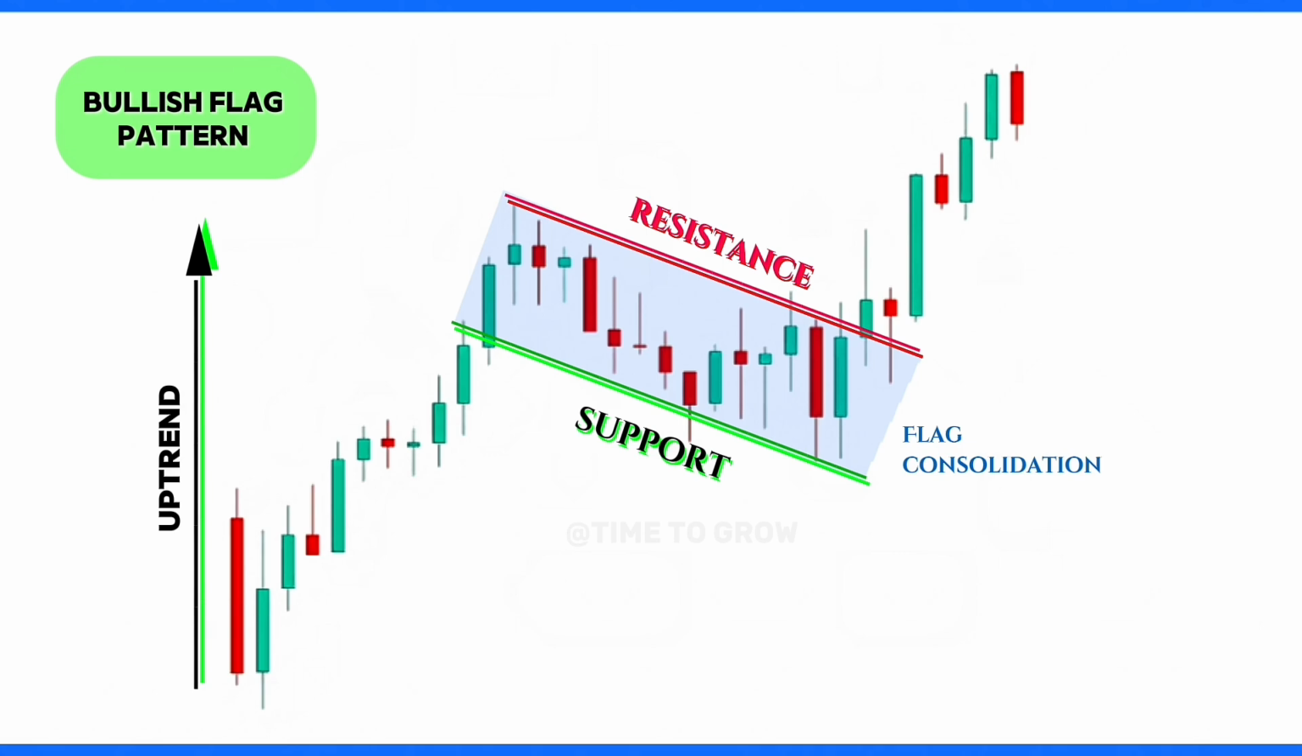Unlike a normal pullback, the bullish flag shows a shallow retracement. The candles inside the flag are relatively smaller compared to the initial strong bullish move. This structure tells us that sellers are struggling to push the price down, while buyers are still holding control. In short, a bullish flag signals that the market is simply taking a breath before continuing the strong uptrend.